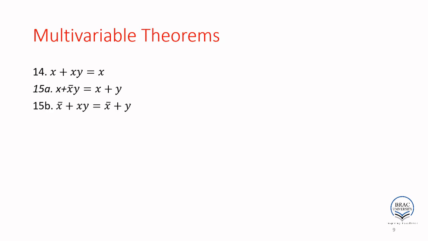Multivariable theorem. So multivariable theorem: x plus x y equals x, x plus x prime y equals x plus y, x prime plus x y equals x prime plus y. They are known as multivariable theorems.